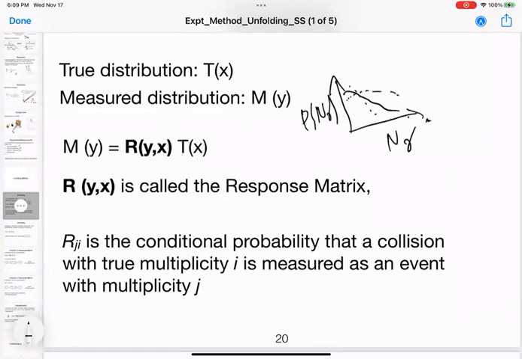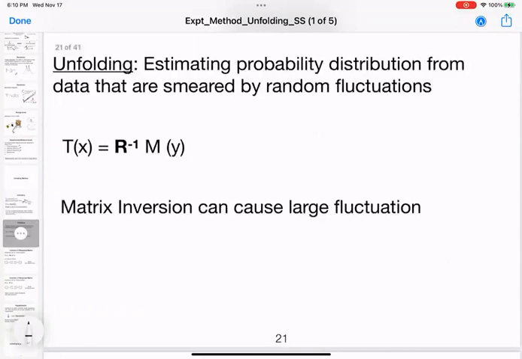We don't know, right? So this response we can calculate in simulation by a matrix which is called the response matrix. The response matrix gives us the conditional probability: Rij gives the conditional probability that a collision with true multiplicity I is measured as an event with multiplicity J, right? So if you want to get the true distribution, we have to apply the inverse of the matrix on this measured distribution, okay?